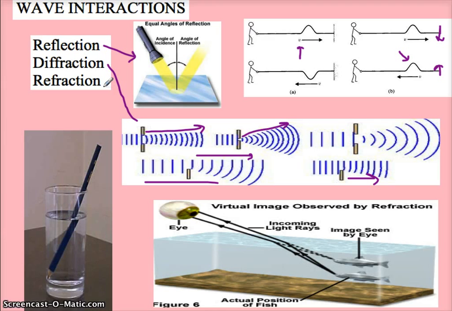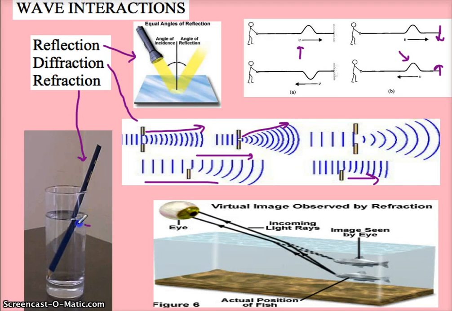All waves are refracted when they pass through mediums at an angle. And the angle is the key. Notice we have the straw here. As you look at the straw as it goes down through here, there appears to be a disconnect. The straw doesn't appear to be continuing at the same angle.